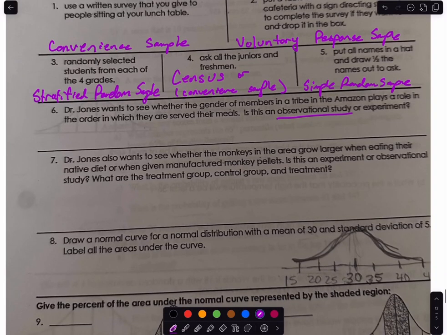Dr. Jones also wants to see whether the monkeys in the area grew up larger when eating their native diet or when given manufactured monkey pellets. Is this an experiment or observational study? What are the treatment groups, control group, and treatment? Sounds like an experiment. So this is an experiment.